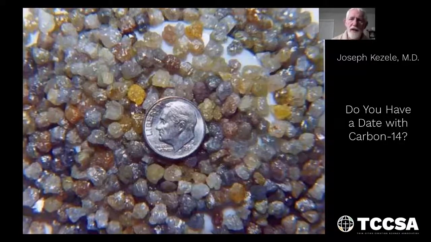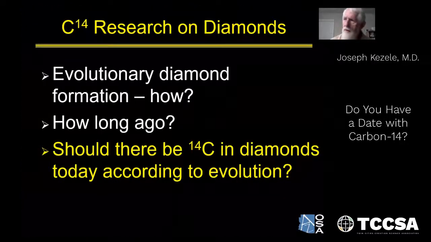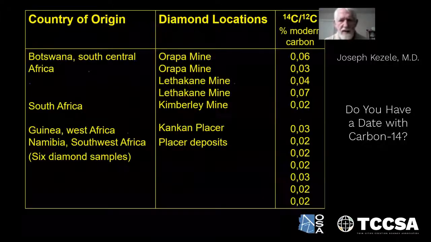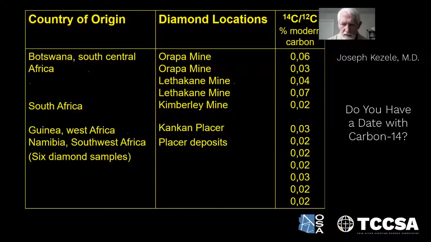So should there be any carbon-14 in diamond, according to evolution? And again, if they're supposed to be billions of years old, the answer again is a big fat no. Well, measurements show indeed in all the specimens from different locations that every specimen has measurable amounts of carbon-14. They, again, cannot be these long ages, these old ages. They have to be less than, using evolutionary assumptions, less than 60,000 years.